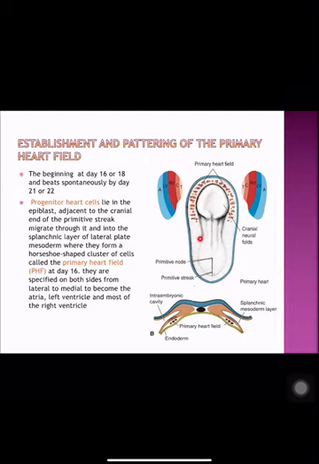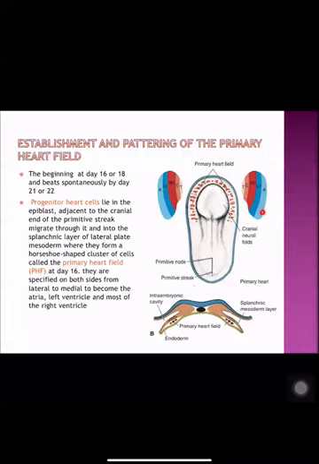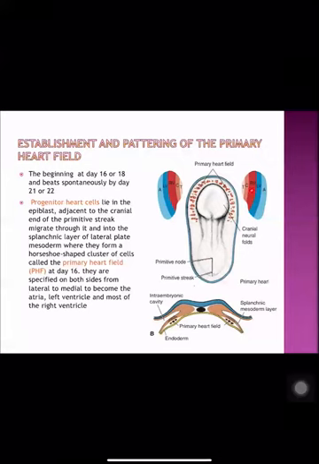Now, these cells will begin to be specified from both sides, as initially we will have formation of the 2 primitive heart tubes. So they specify from both sides into the atrium, left ventricle, and most of the right ventricle.